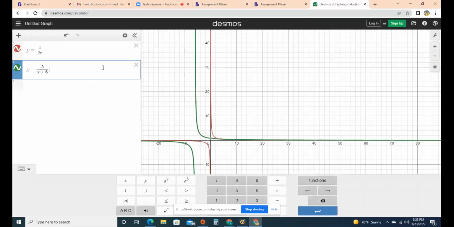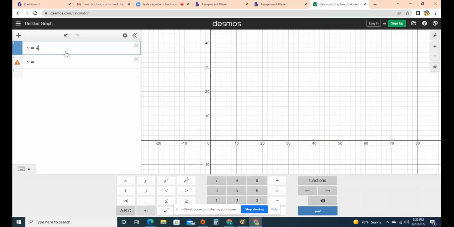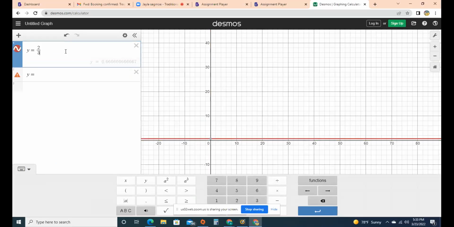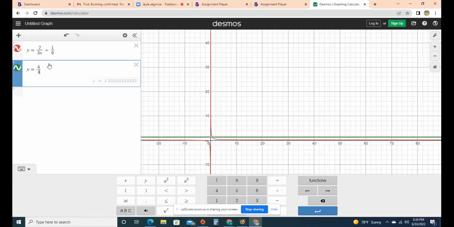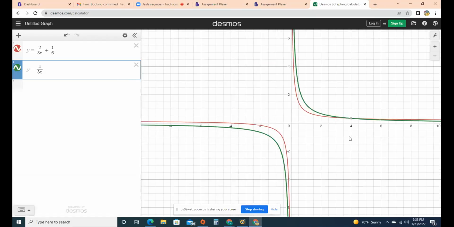All right, so in your first line, you're going to do y equals 2 divided by 3x, plus, and plus will be to the right of the fraction there, plus 1 divided by 6. Then in y2, the second line, it's going to be 4 divided by 3x. Hit the home button there on the right, the last one down. That always gets you back to a nice graph. So there it is. There's an intersection point.